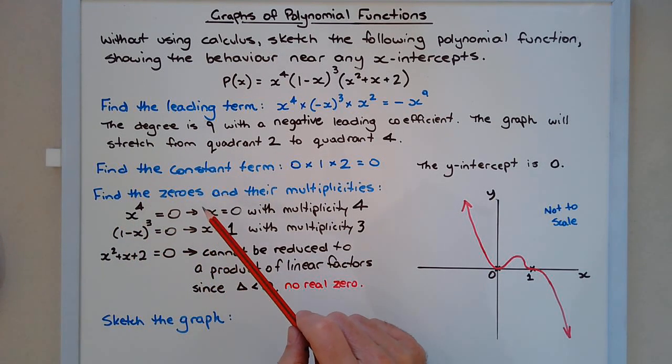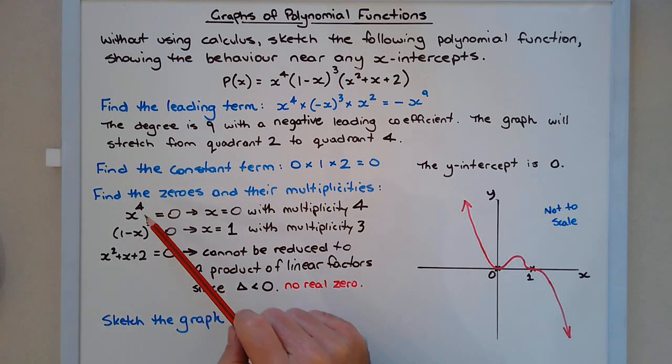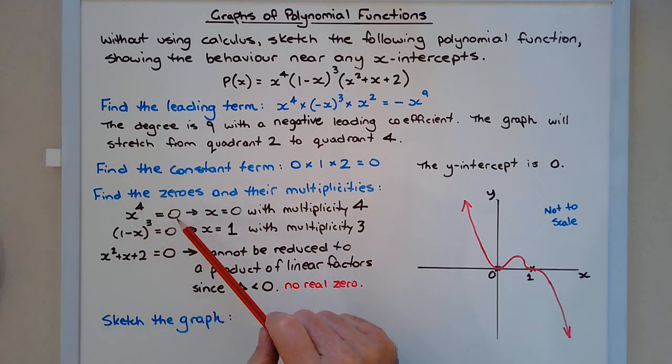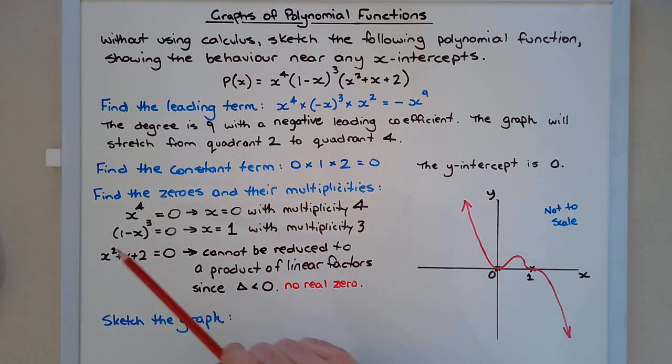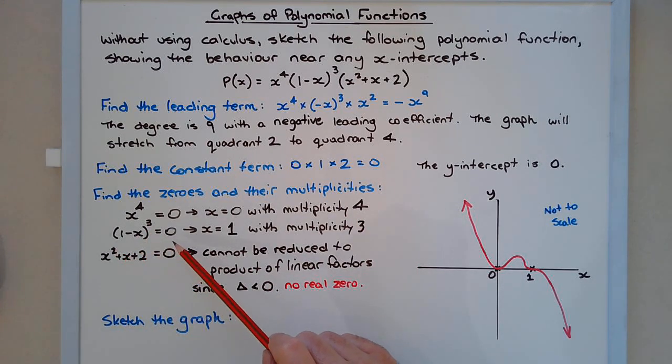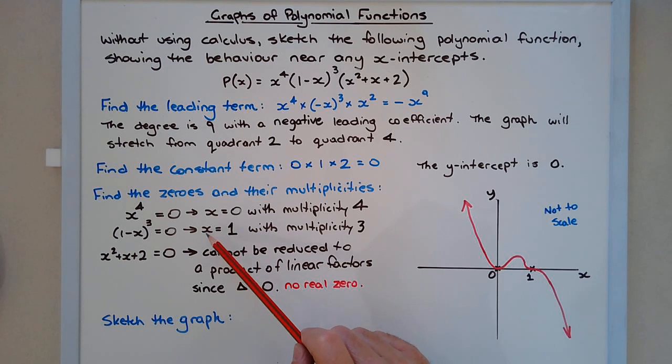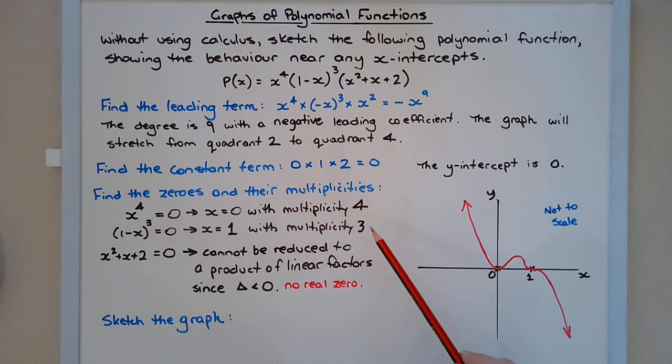Next, we find the zeros and their multiplicities. x to the power of 4 equals 0. Solving that, we get x equals 0 with multiplicity 4. (1 minus x) all cubed equals 0. Solving that, x equals 1 with multiplicity 3.